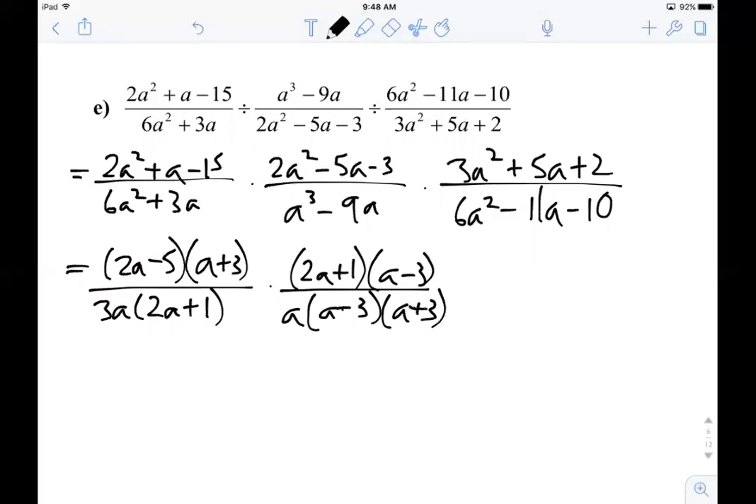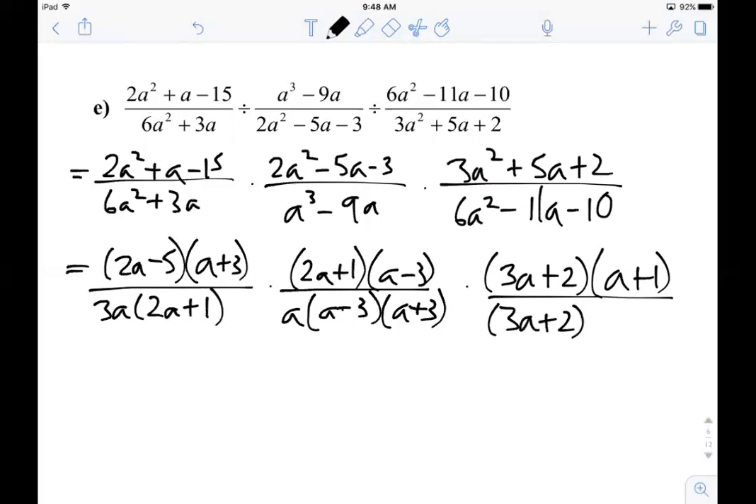And in this last one, trinomial factors on top break down into 3a plus 2 and a plus 1. And on the bottom, it's another trinomial factor with 3a plus 2 once again. That'll come in handy. And 2a minus 5.